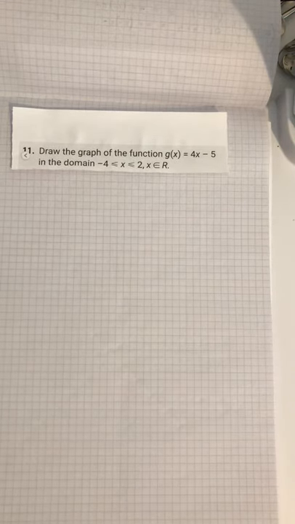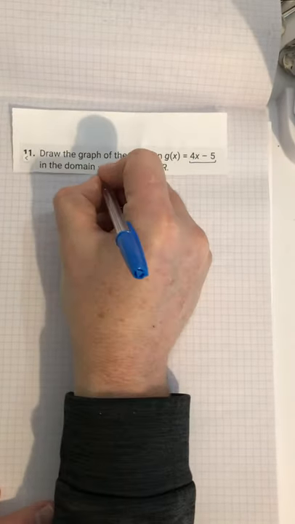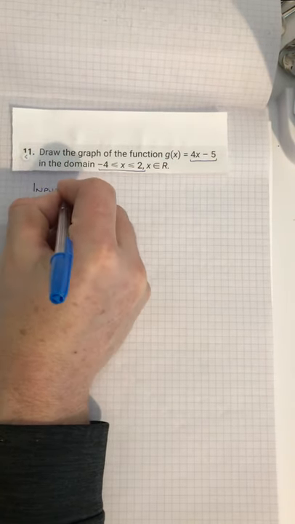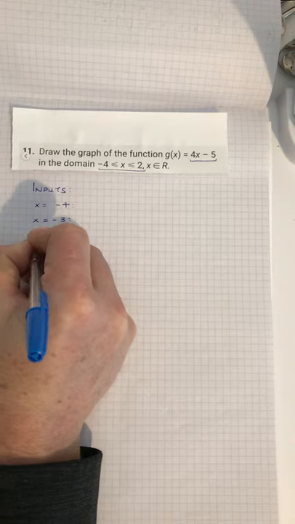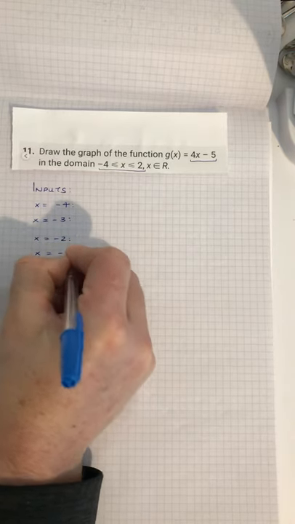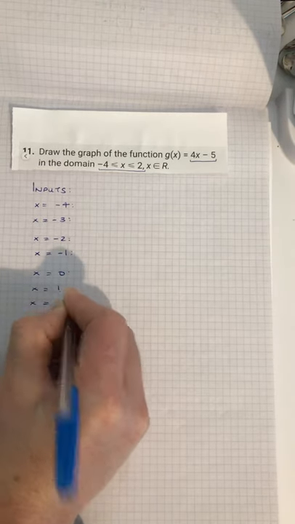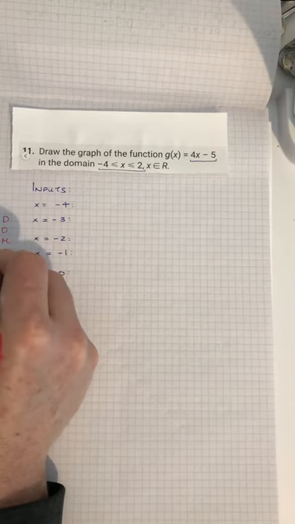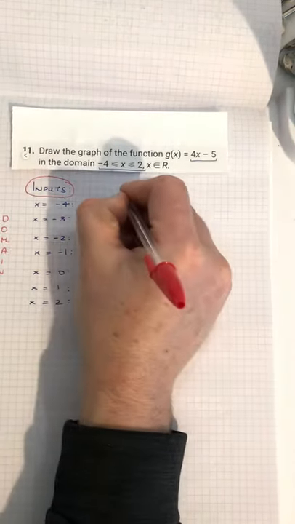So you have the function, and this time the function is g of x is 4x minus 5 between minus 4 and 2. So the domain is our inputs, and we're going to put in x is minus 4, x is minus 3, x is minus 2, x is minus 1, x is 0, x is 1, and x is 2. So that there is our domain, or our inputs. Okay? Our function is 4x minus 5.